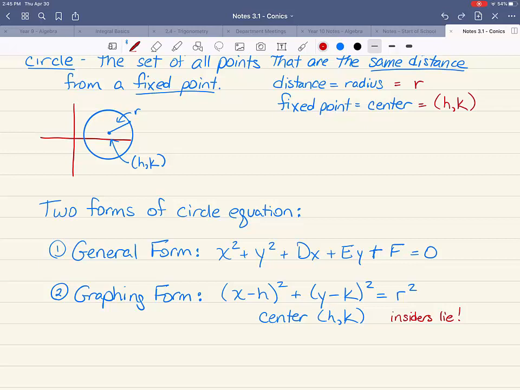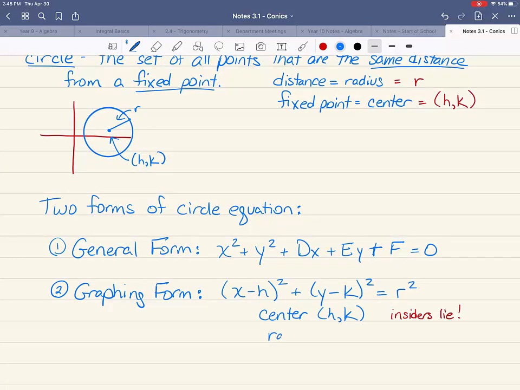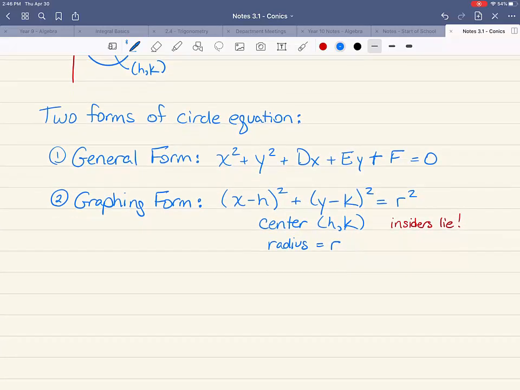Now the radius is going to be r. Now notice that the right side of the equation is r squared. So if you want to find the radius, you have to take the square root of what's on the right hand side in order to find it. So we're going to first talk about Form 2 and how to look at it and get the information about the circle that we need to find.